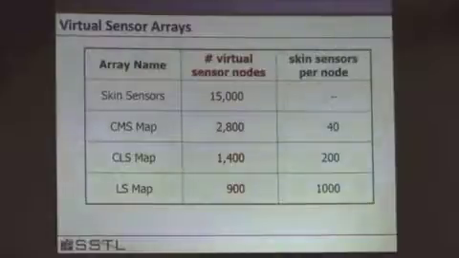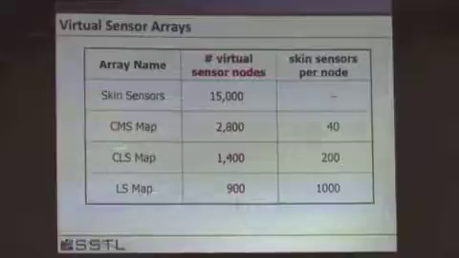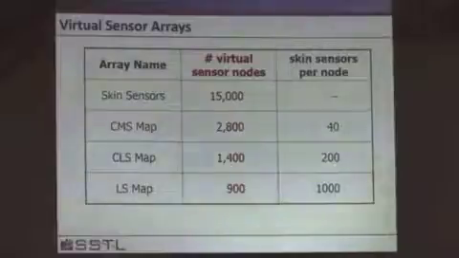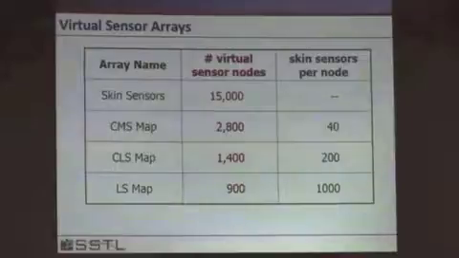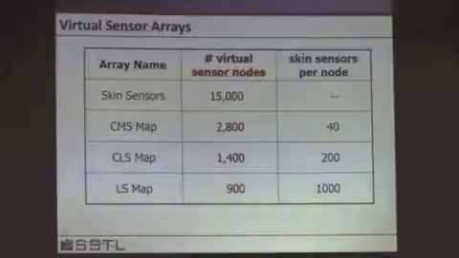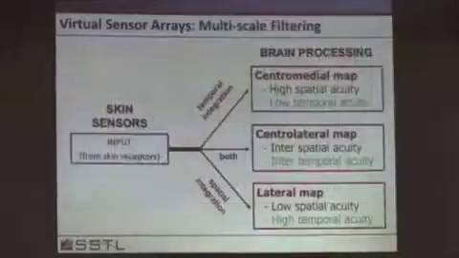Well, this just tells you the problem that we've got. So skin sensors, 15,000. In this CMS mapping, there's about 40 sensors per node, and so in the brain, there's about 2,800 discrete points that it can figure out what's going on. For this CLS mapping, there's about 200 sensors per node, so there's about 1,400 discrete points in the brain. And for the LS map, there's 900 discrete points in the brain, and each of them corresponds to about 1,000 sensors. So how does it use that?